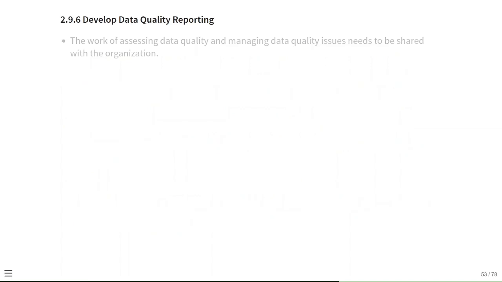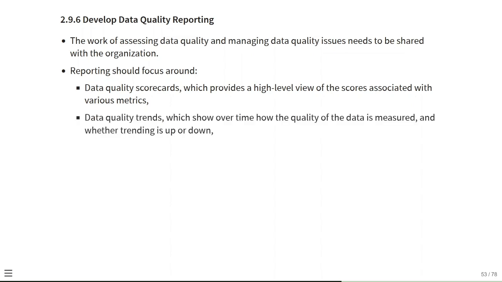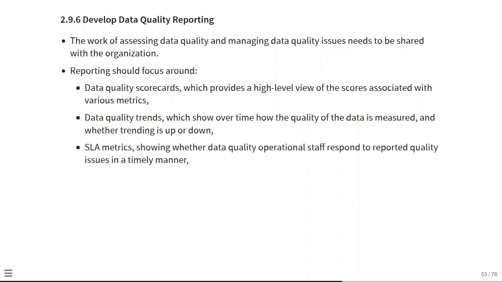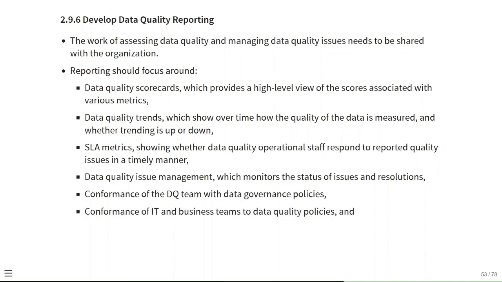Develop data quality reporting. The work of assessing data quality and managing data quality issues needs to be shared with the organization. Reporting should focus around data quality scorecards, which provide a high-level view of the scores associated with various metrics, data quality trends, which show over time how the quality of the data is measured and whether trending is up or down, SLA metrics showing whether data quality operational staff respond to reported quality issues in a timely manner, data quality issue management, which monitors the status of issues and resolutions, conformance of the data quality team with data governance policies, conformance of IT and business teams to data quality policies, and positive effects of improvement projects.